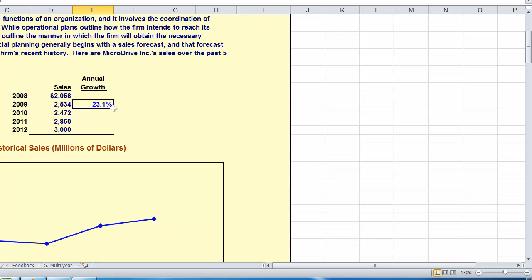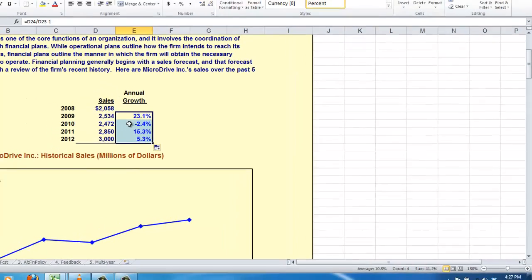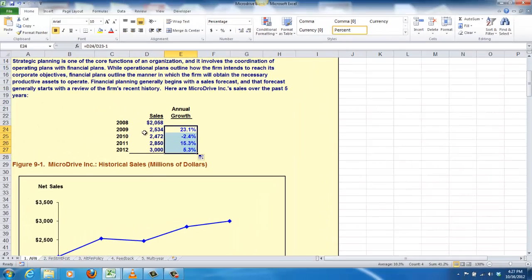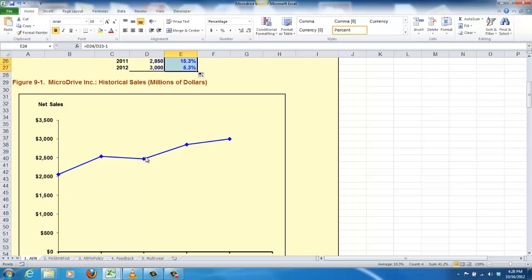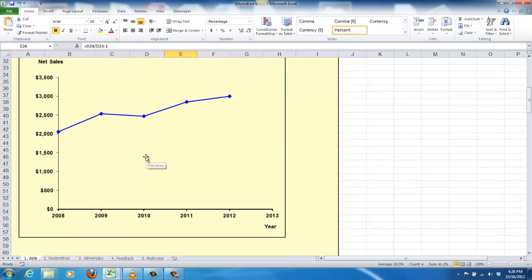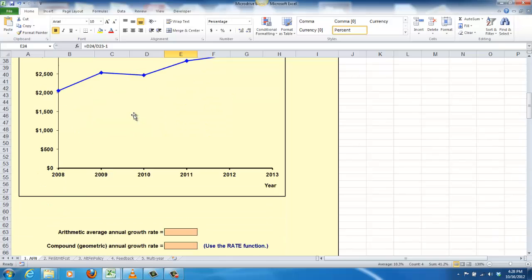And then what we could do is grab this and pull it down, and what that gives us is a 23.1% growth rate in 2009, negative 2.4% in 2010, 15.3% in 2011, and 5.3% in 2012. As you can see here, this is a graph. It's not a smooth growth rate, and that's not abnormal. For the example you're going to work for the assignment that'll be due in a few weeks, you're also going to see a non-smooth growth rate over time.